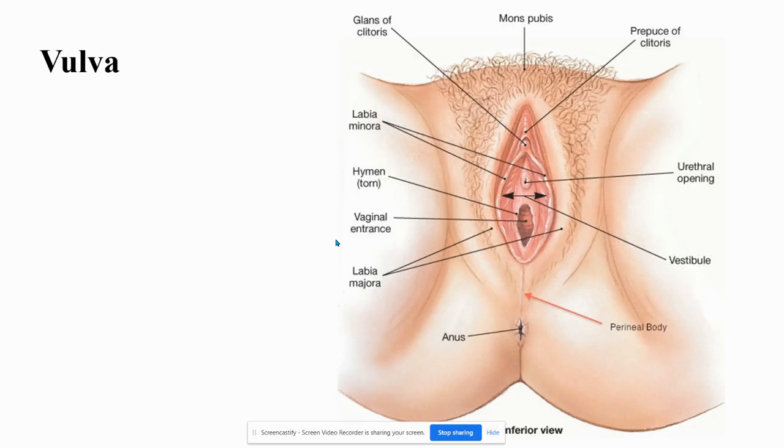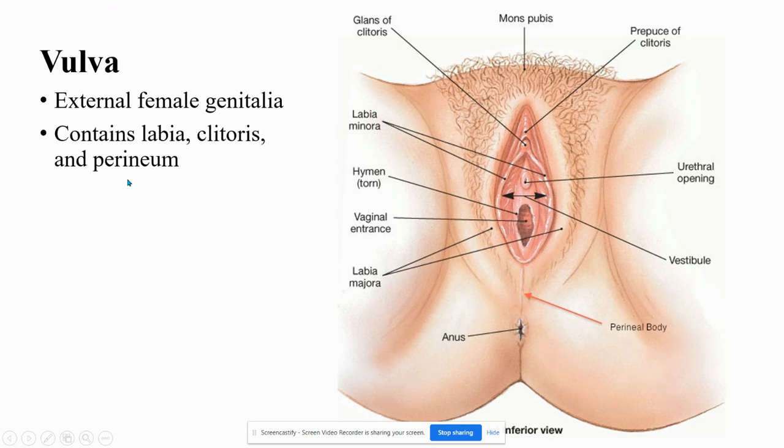That is very in your face, and I apologize. But the vulva is the collective name for all of these outside external structures in a female reproductive system. So the external female genitalia, all of it we call the vulva. Different parts that we'll talk about individually are the labia, the clitoris, and the perineum.